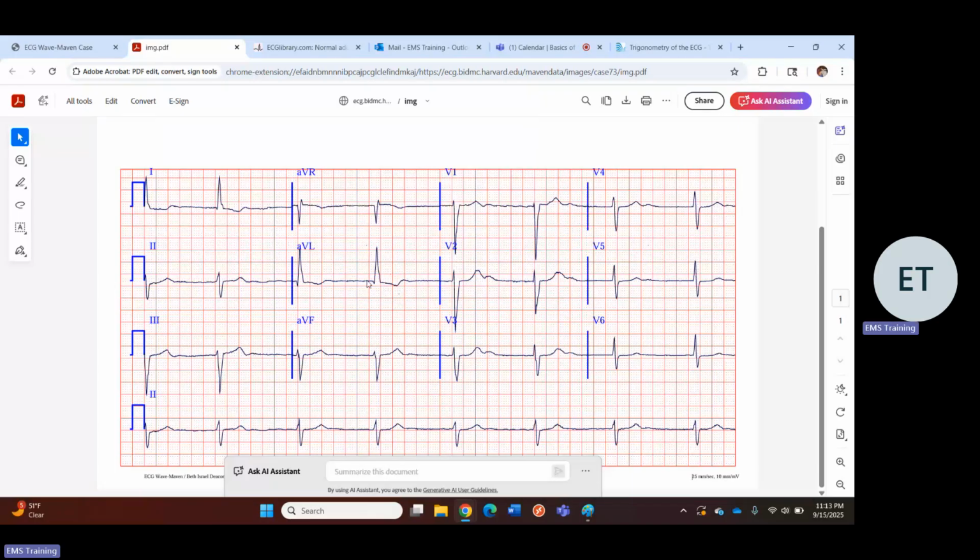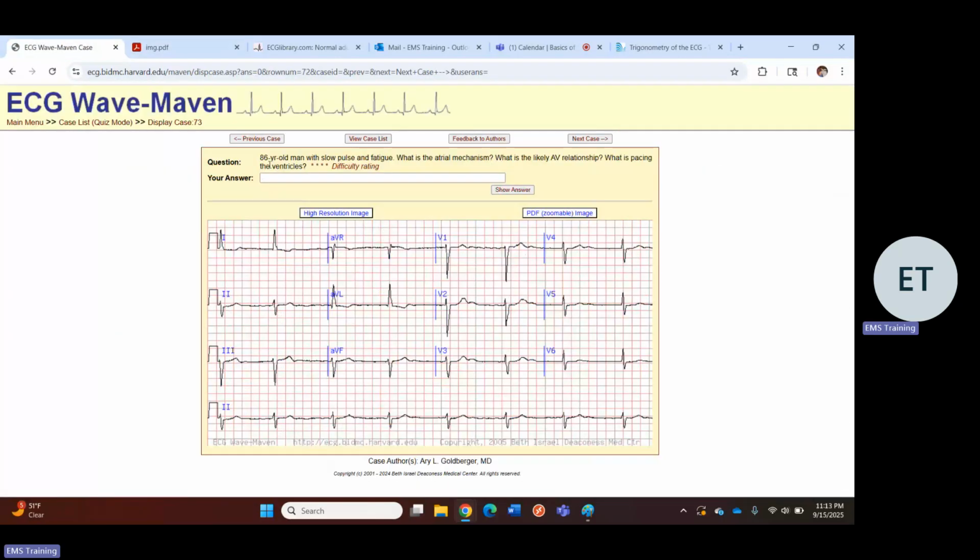There's T wave inversion here and here. So there's T wave inversions. I don't know. I'm going to guess that this is an electrolyte issue. Let's see. 86-year-old man with a slow pulse and fatigue. What is the atrial mechanism? What is the likely AV relationship? What is pacing the ventricles?